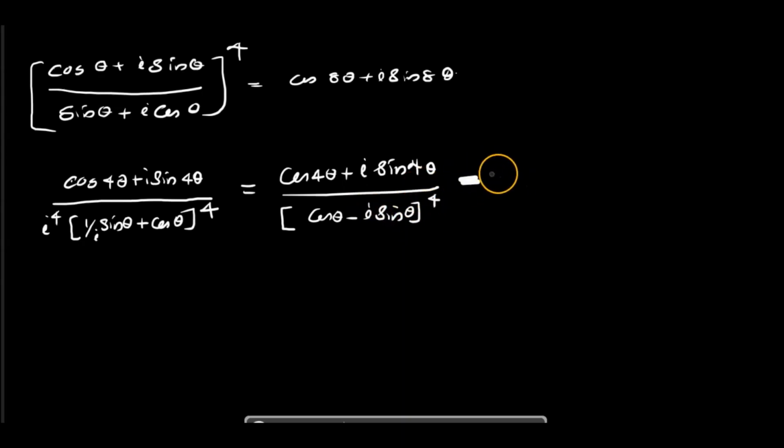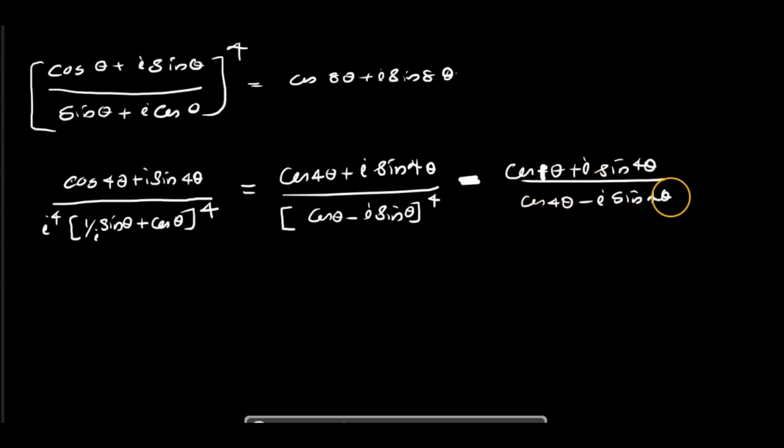So by the property, now we can write it as cos 4 theta plus i sin 4 theta divided by cos 4 theta minus i sin 4 theta. Now multiply with the conjugate of the denominator. Multiply and divide. So we can do here cos 4 theta plus i sin 4 theta divided by cos 4 theta plus i sin 4 theta.